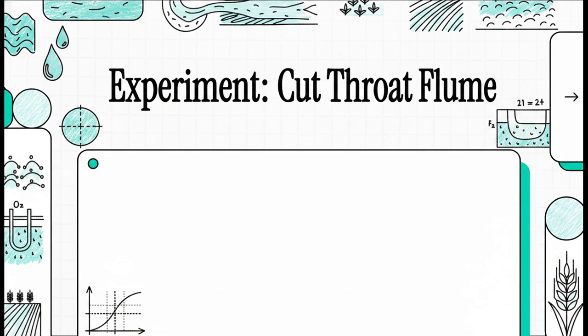Today, we're going to take a close look at experiment number 6 from our Open Channel Flow Laboratory series. We'll journey through exactly how this device works, why it was even invented in the first place, and how the math we do on paper ultimately translates into life-giving water for crops all around the world.